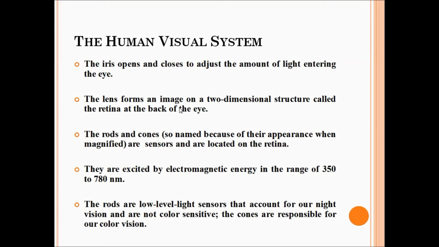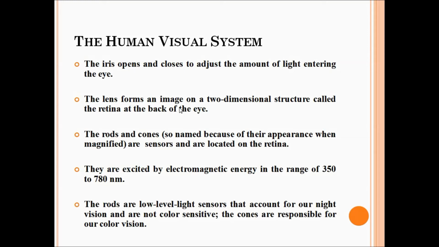And remember this, very important: rods and cones are excited by electromagnetic energy in the range of 350 to 780 nanometers. In the previous video I explained about the radio spectrum. There you can see the 350 to 780 nanometer range is the range of visible light. So when the eye sees visible light, it's going to excite them. That's why light is electromagnetic energy, so it is visible light.